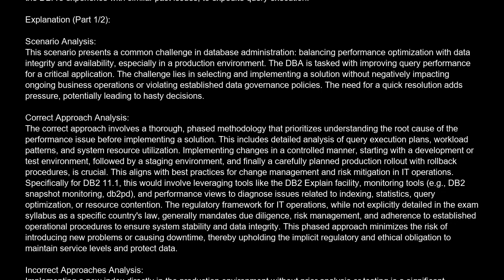The correct answer is C. Immediately create a new composite index on the most frequently joined columns in the production database, based on the DBA's experience with similar past issues, to expedite query execution.